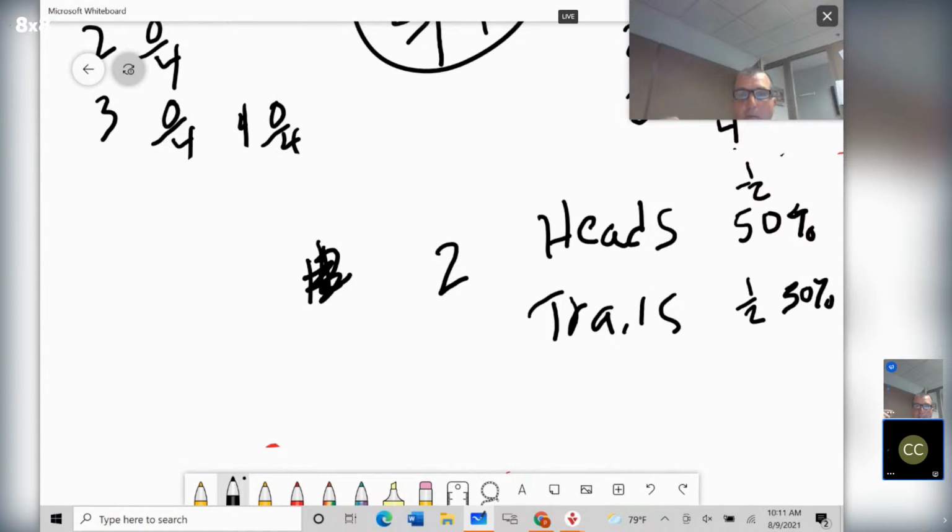But like I said, we're going to experiment, and it's not always going to be 50%. You certainly could flip a coin 10 times. It could land on heads 5 times, and it could land on tails 5 times. But experimental probabilities are when you actually do the experiment.